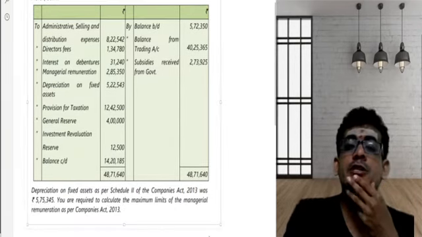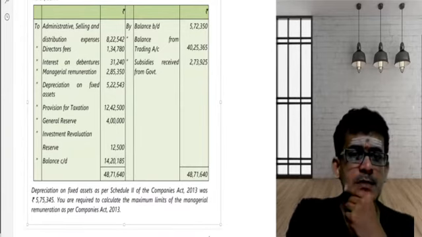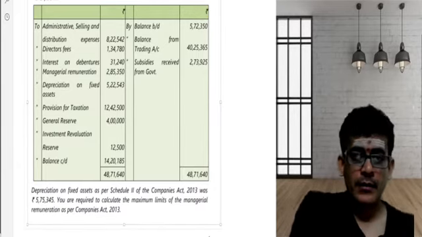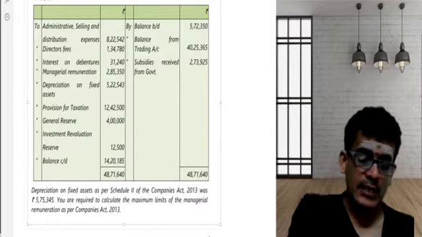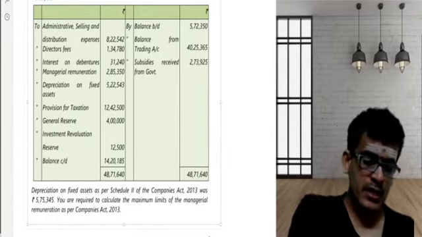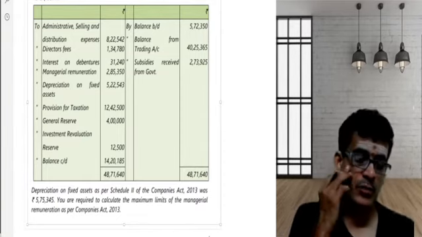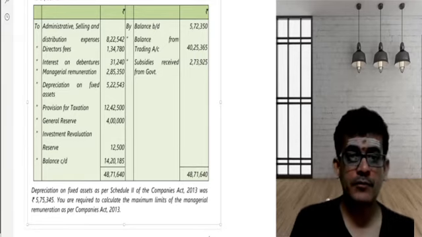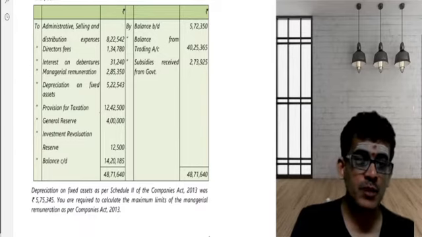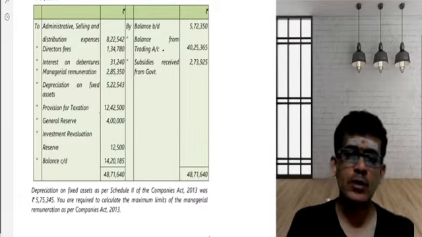The following is a draft balance sheet of Mudra Limited for the year ended 31st March. Administration, selling expenses, distribution expenses, everything is given. Directors fees is given as 1,34,780. Interest on debentures is given. Managerial remuneration is given as 2,85,350. Depreciation on fixed assets, provision for taxation, general reserve, investment revaluation reserve, balance carried down, balance brought down, balance from trading account, subsidies are given.